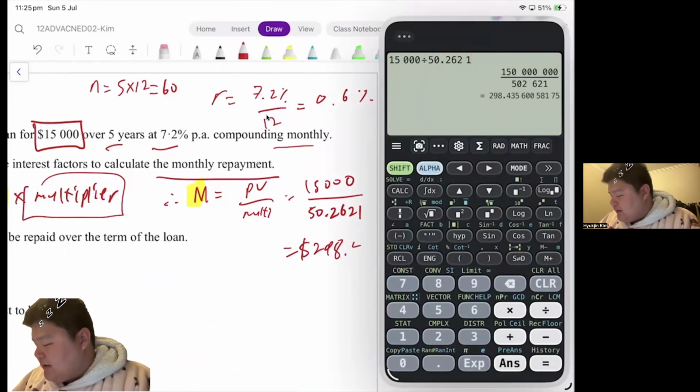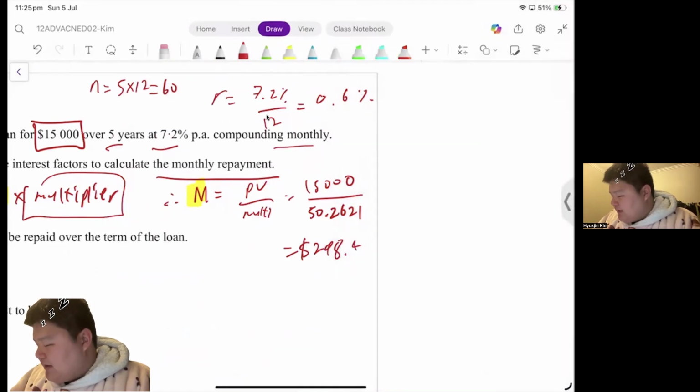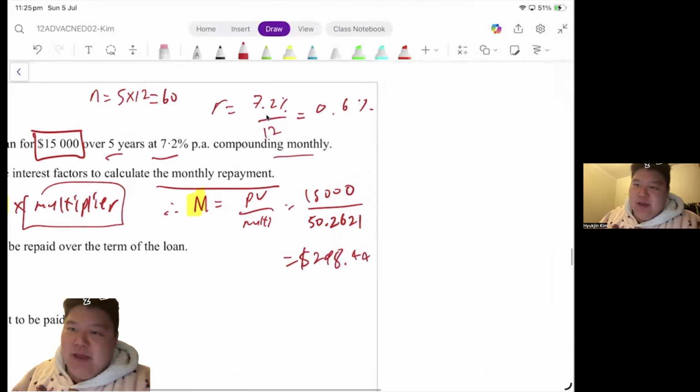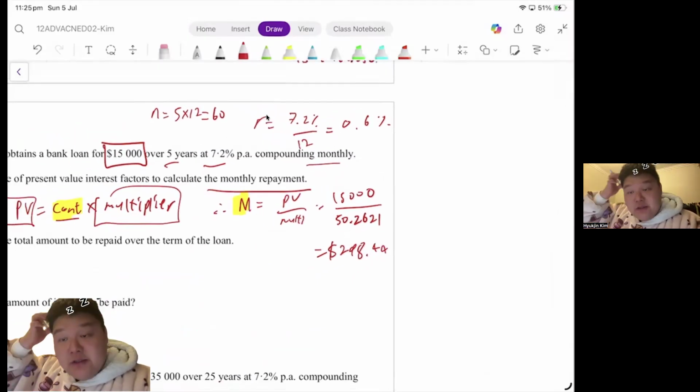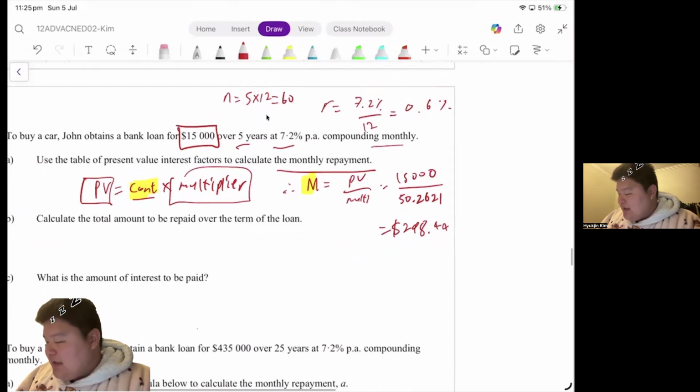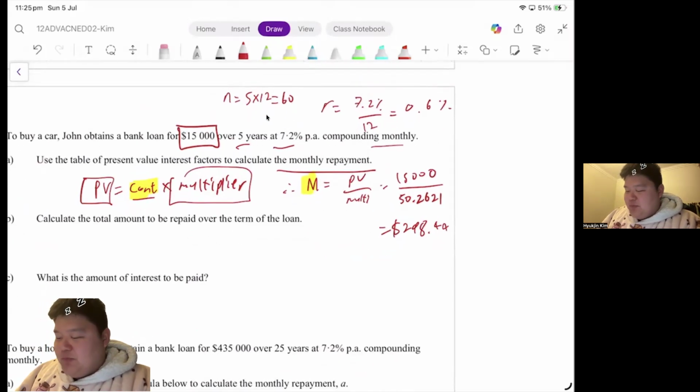298.44 approximately. We would rather overpay than underpay in this case, I guess, because we want to make sure we're paying it off, and we don't want to accrue more interest over time. The more we pay now, the less interest it will accrue later. So this just means in order for me to borrow $15,000 for 5 years, I'm just going to be paying them back $298.